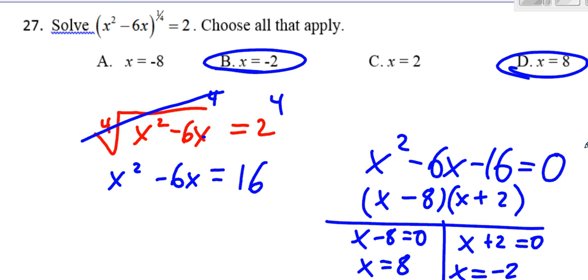You can plug these back in just to make sure that they work. I guess we should do that to make sure they're not extraneous. Negative 2 squared would be 4. Negative 6 times negative 2 would be plus 12. 16 to the fourth root, the fourth root of 16 is 2. That's true. 8, plug that in also, you get 64 minus 48. That's also 16, and the fourth root of 16 is 2. So they both work. Keep them both circled.